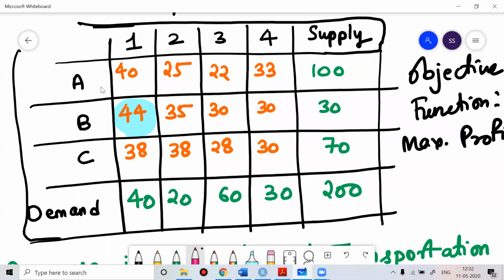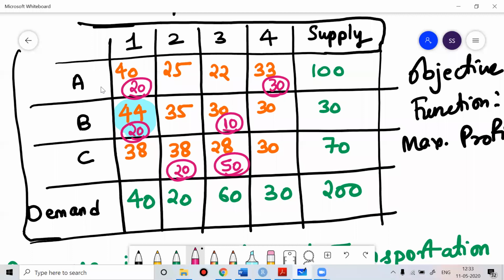So you can substitute whatever answer you got on these values. This was 20, so this is the allocation you get. This is 20, this is 30. Then this is 20, then this is 10. Then this is 20, then this is 50. So this is the allocation you got.